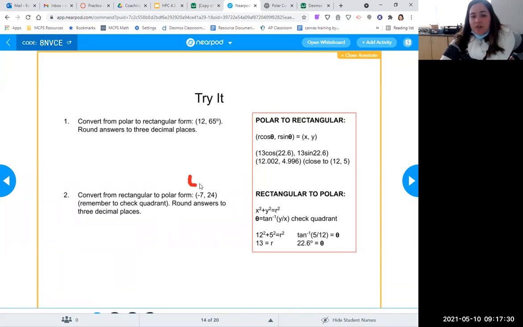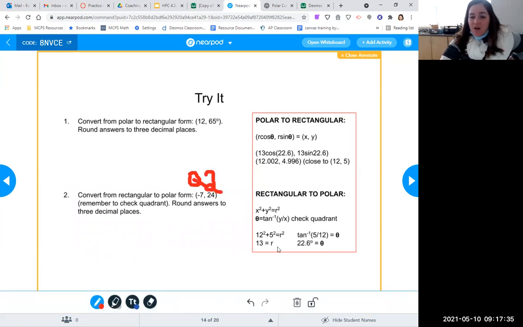Right, this is in quadrant 2. So if you get an angle when you do inverse tan with this one, make sure you check that the angle is actually indeed in quadrant 2. If it's not, you've got to make sure that you change it.